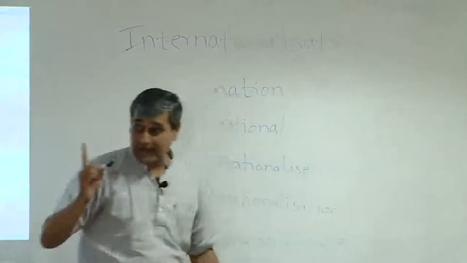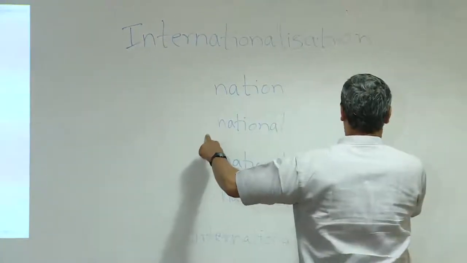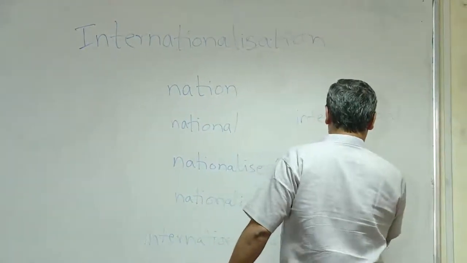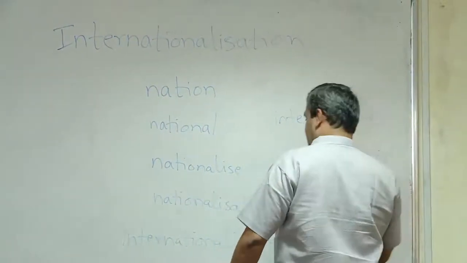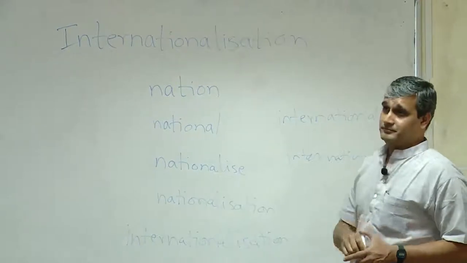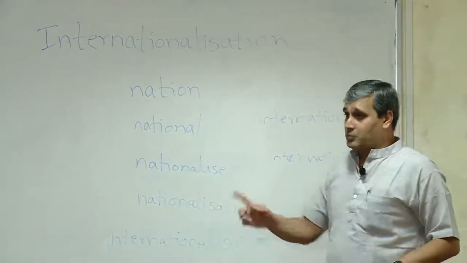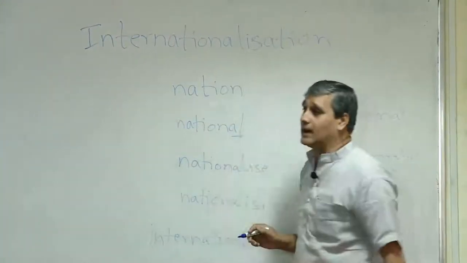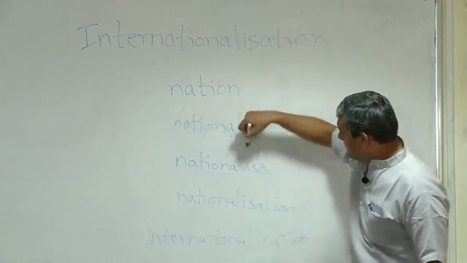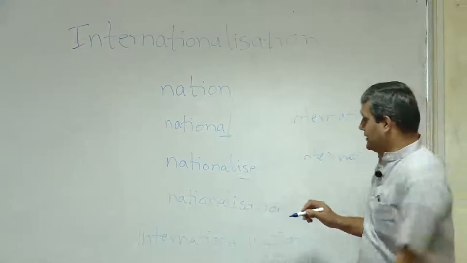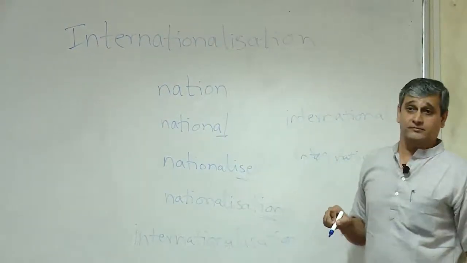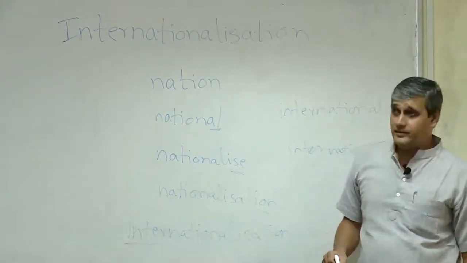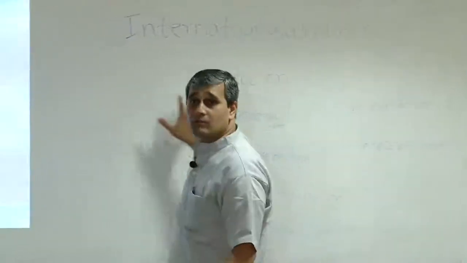That's one way. But you could very well have international over here. And then internationalize. And then internationalization. It's possible. There's no right or wrong about it. The point is, this is called a base. And then you attach the suffix al. Okay? Now this becomes the base and you attach the suffix ize. Then this becomes the base and you attach the suffix ation. And then this becomes the base and you attach the prefix inter. Right? So all this study comes under morphology.